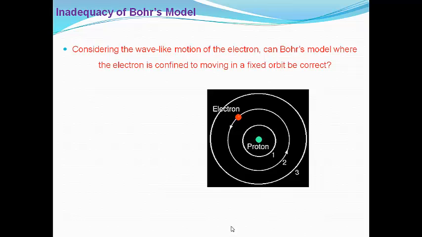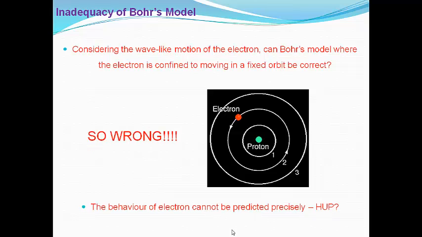And so, going back to our question that we asked before, considering the wave-like motion of the electron, can Bohr's model where the electron is confined to moving in a fixed orbit be correct? Considering the uncertainty that exists in determining exactly the momentum and the location, the model that Bohr proposes is very wrong, because the electron is moving as a wave, and it has a wave-particle duality, the behavior of the electron cannot be predicted precisely according to the Heisenberg uncertainty principle.